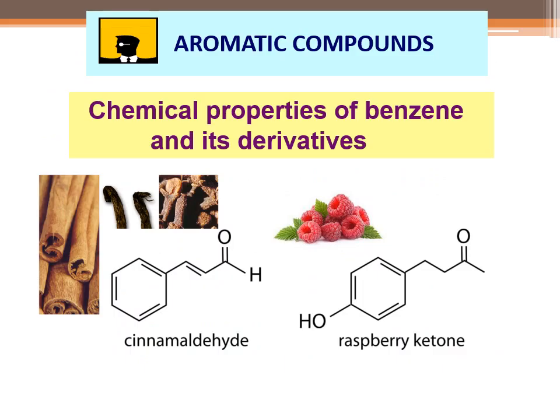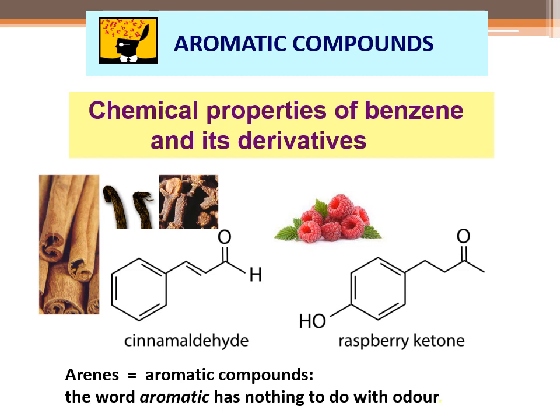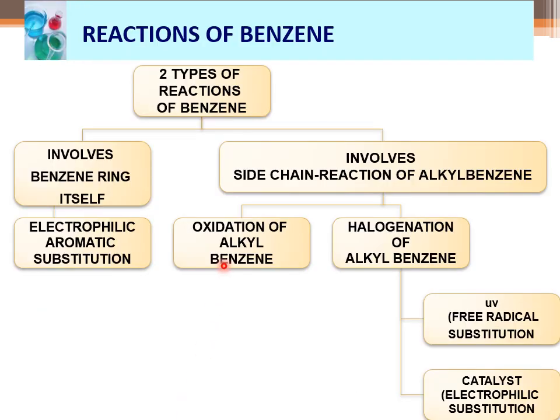As you can see here, the cinnamon stick has a benzene ring inside its cinnamaldehyde, and raspberry has phenol inside it. So what are the chemical properties of benzene? Benzene ring can undergo substitution reaction on itself, and if it has an alkyl group as a side chain, it can undergo oxidation and halogenation.